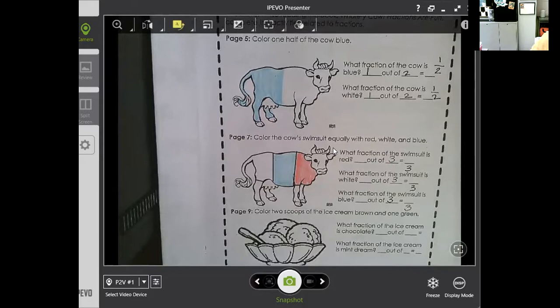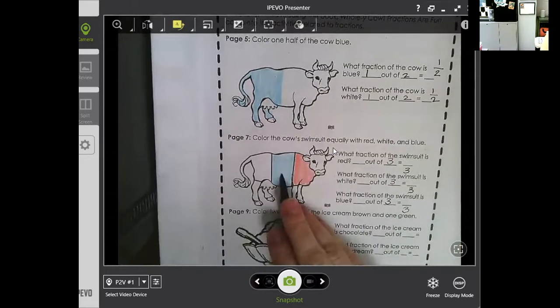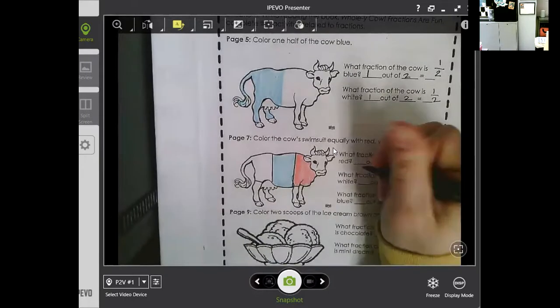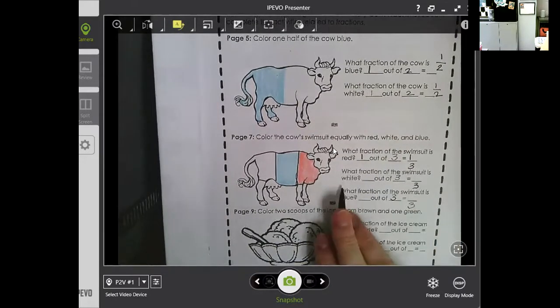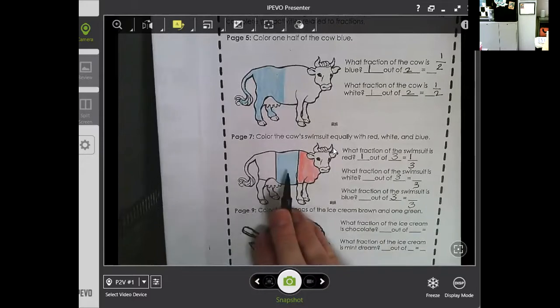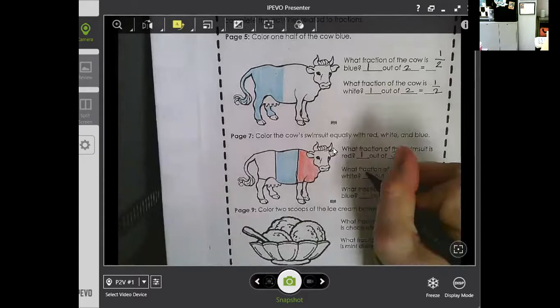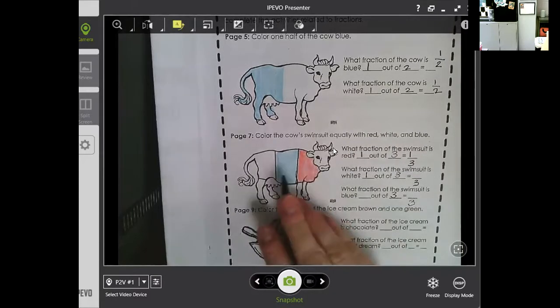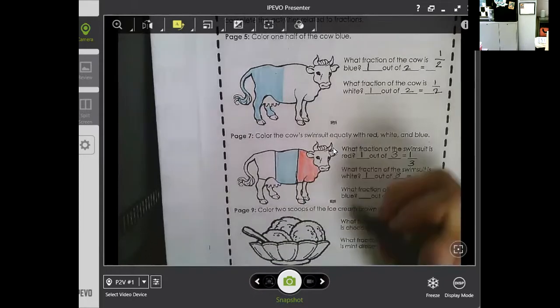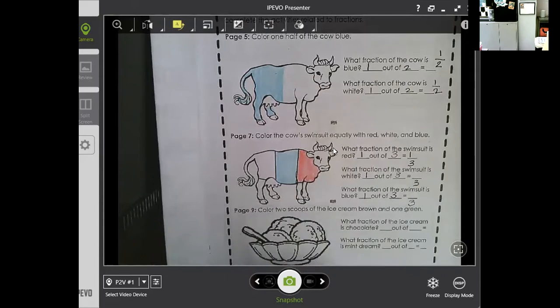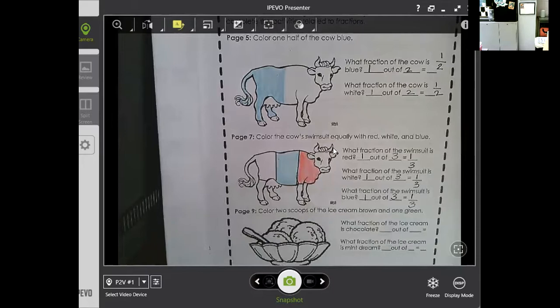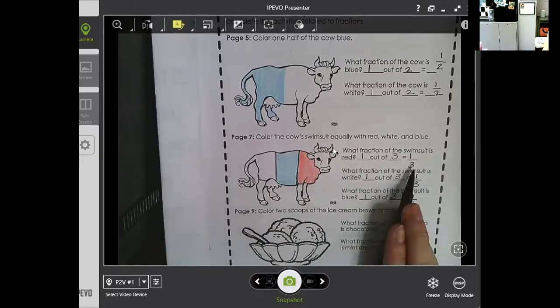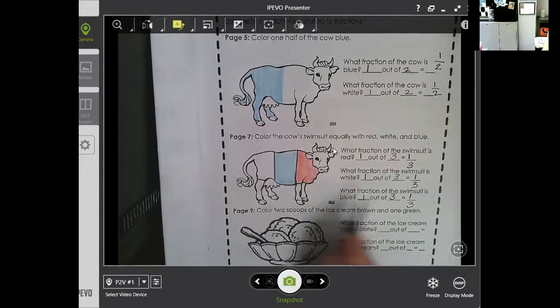All right, what fraction of the swimsuit is red? Out of 3 parts, only 1 part of the swimsuit is red. 1 out of 3. That looks like this, 1/3. What fraction of the swimsuit is white? Out of 3 pieces, 1 piece is white. And out of 3 pieces on the cow swimsuit, 1 of those pieces is blue. So 1 out of 3 is 1/3. 1/3 of the swimsuit is red, 1/3 is white, 1/3 is blue.